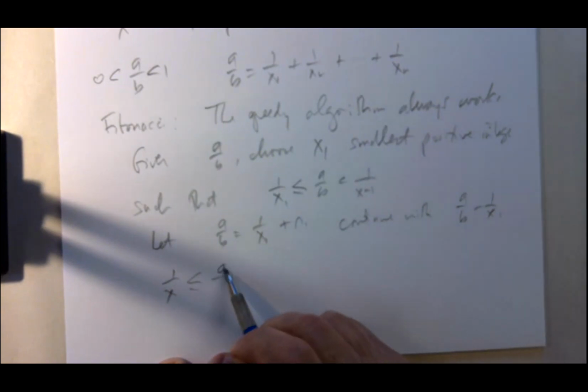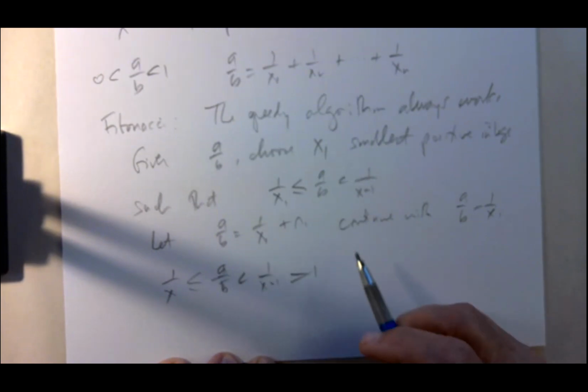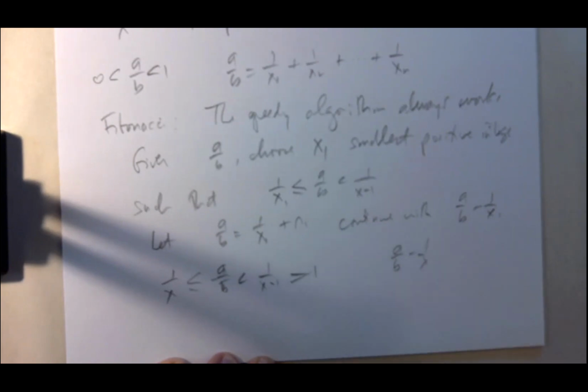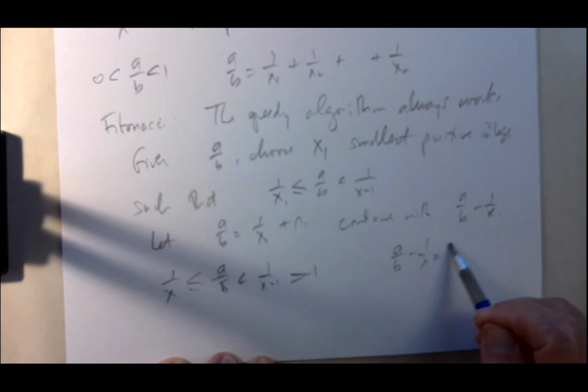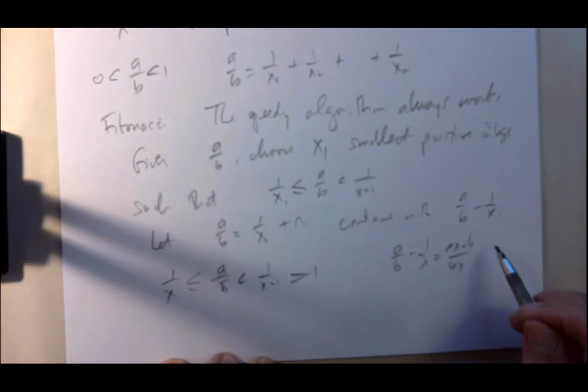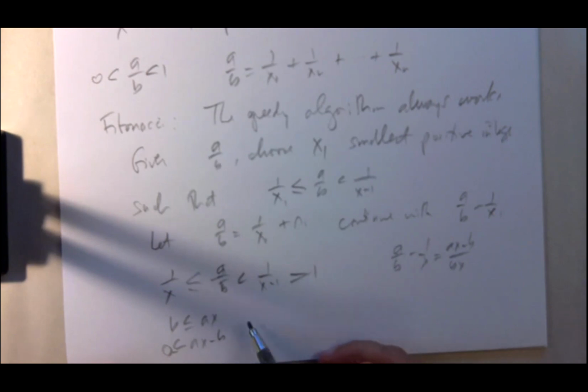1 over x less than A over B, less than 1 over x minus 1. Let's see if I can do arithmetic. A over B minus 1 over x. This difference, this is what? Ax minus B over Bx. And according to this, B is less than or equal to Ax. So Ax minus B is greater than or equal to 0. And Ax minus B is less than A.